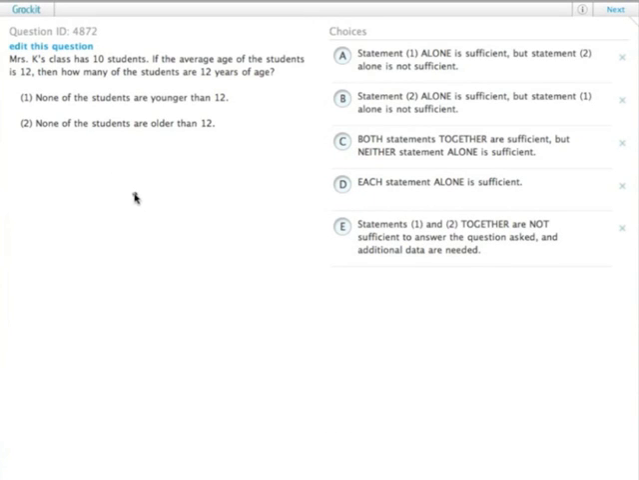So Mrs. K's class has 10 students. If the average age is 12, how many of the students are 12 years of age? Not much we can do other than look at the statements. Statement 1 tells us that none of the students are younger than 12.